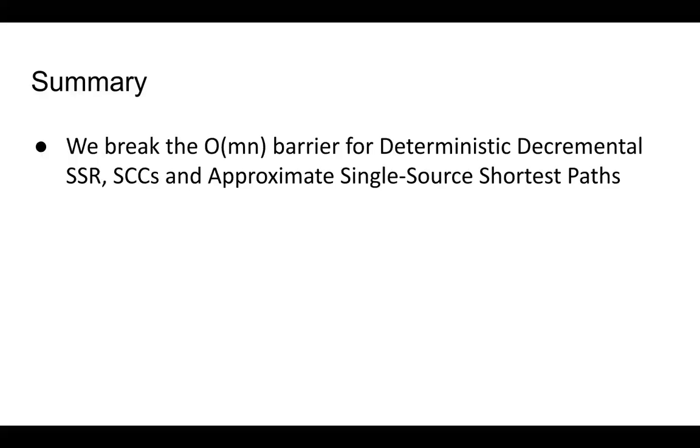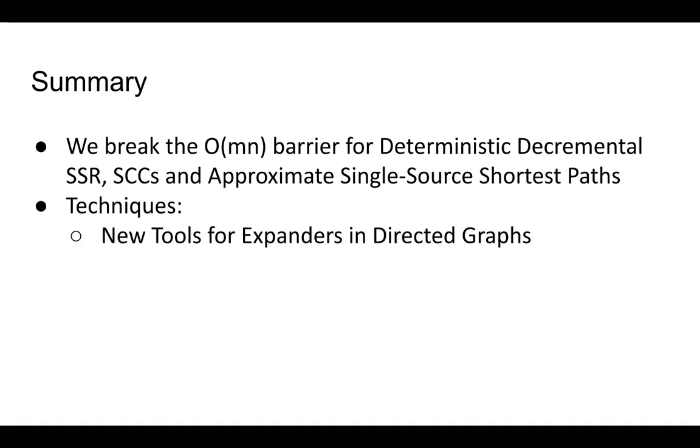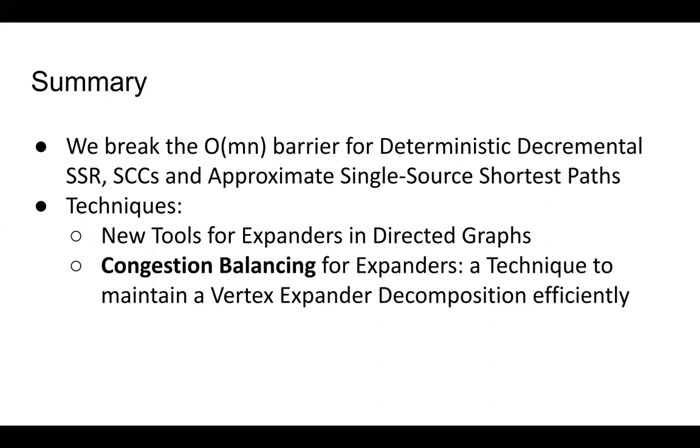So let me briefly go over a summary. What does this paper do? Well, we break the O(mn) barrier for deterministic decremental SSR, SCCs, and approximate single source shortest paths in this paper. We introduced new techniques. First, we introduced techniques for expanders in directed graphs, and I think these will hopefully have a lot of applications also in the static setting. And we introduced a new technique called congestion balancing for expanders, and this is a technique that helps you to maintain vertex expander decompositions very efficiently.